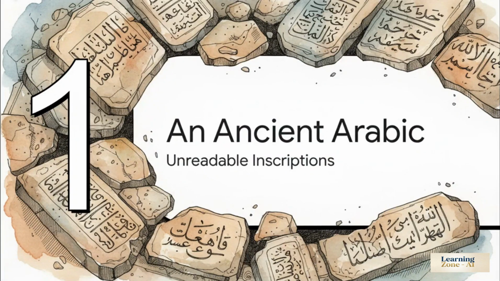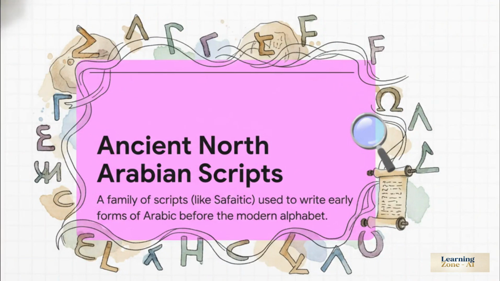Okay, so this brings us to the first chapter of our story, this ancient and, to most of us, totally unreadable form of Arabic. What exactly was it? Well, these early writings are known as the ancient North Arabian scripts. Now, here's the crucial thing to get. These weren't different languages. They were different alphabets used to write the same spoken language. Think of it this way. It's kind of like writing English with our normal Latin alphabet versus trying to write it with, say, Greek letters.